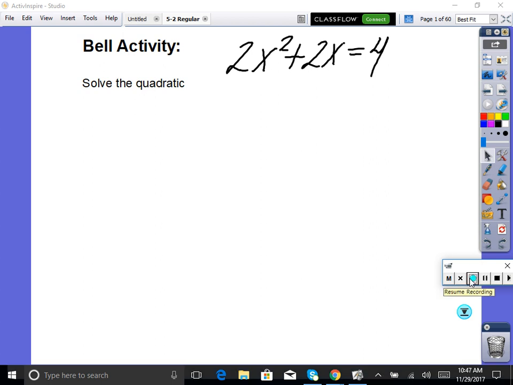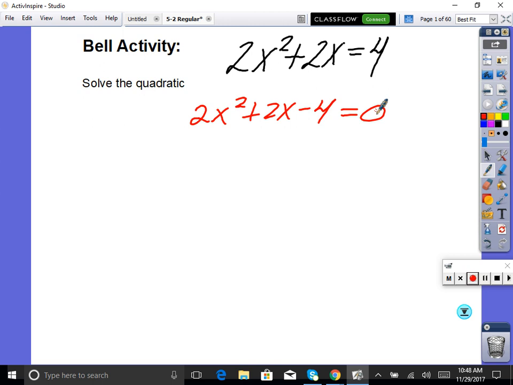Solving the quadratic means solve for x, correct? How many solutions do quadratics have? 2, since the highest degree is 2. So we first set it equal to 0, so we have 2x squared plus 2x minus 4 equals 0. Now we can solve by factoring or the quadratic formula.